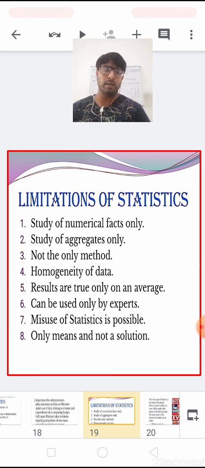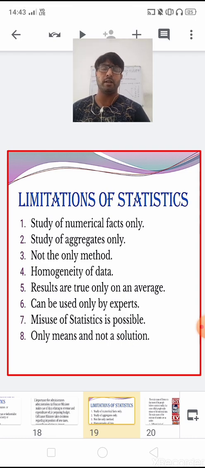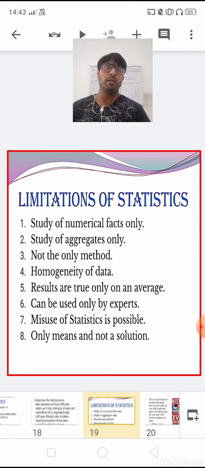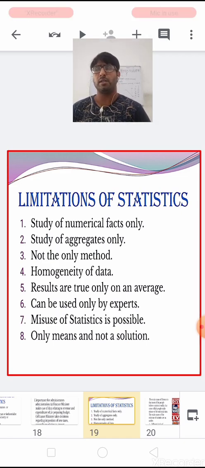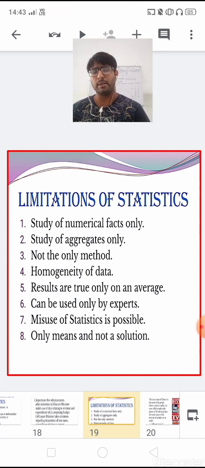Therefore in statistics we are not going to learn the qualitative aspects, but we are going to learn the quantitative aspects, in which all the various things that can be expressed in terms of numbers can be used. As a result, qualitative characteristics are not suitable for statistical analysis.